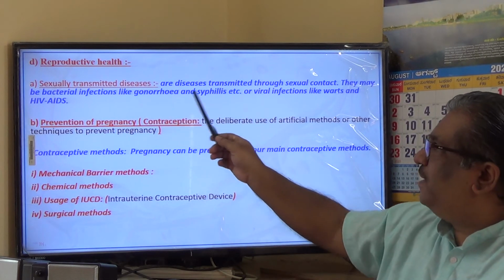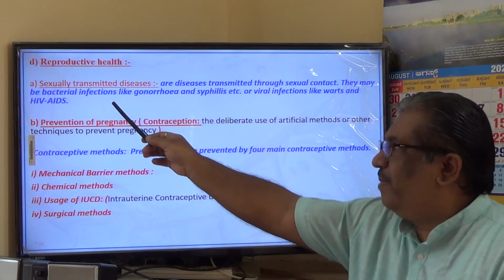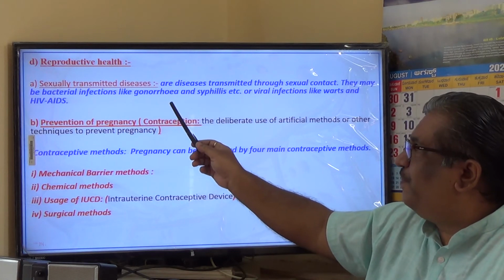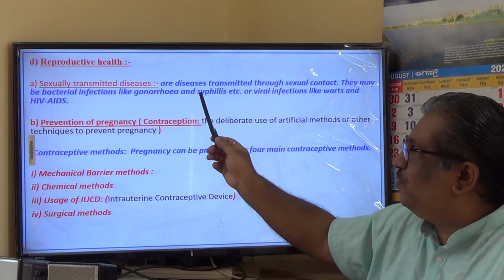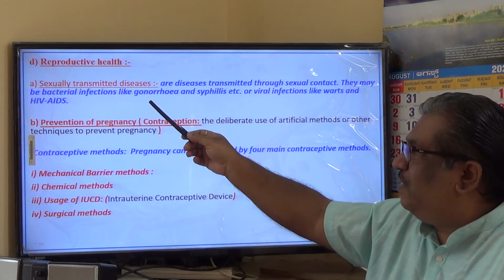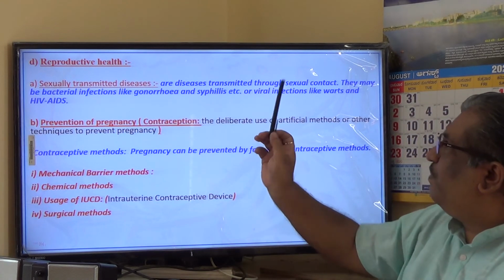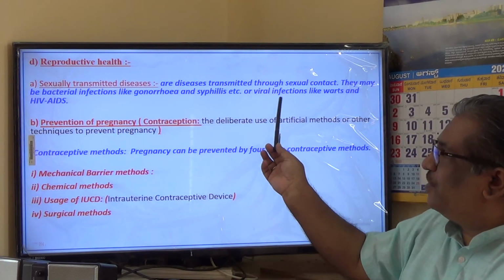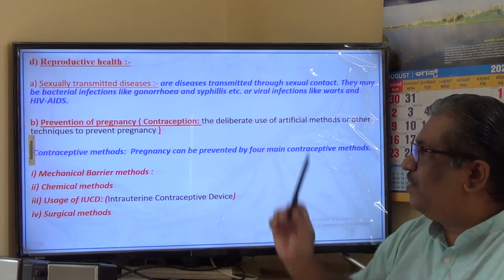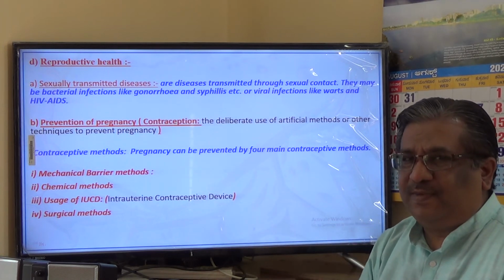So gonorrhea and syphilis are the bacterial infections. Please remember, these two are bacterial infections, and these are the two diseases that can be transmitted sexually, during sexual contact, by bacterial infections. And what are the viral infections? Warts and HIV/AIDS. These are the diseases that are caused by viruses. That's all. Nothing much is there. Only about the diseases you must know.